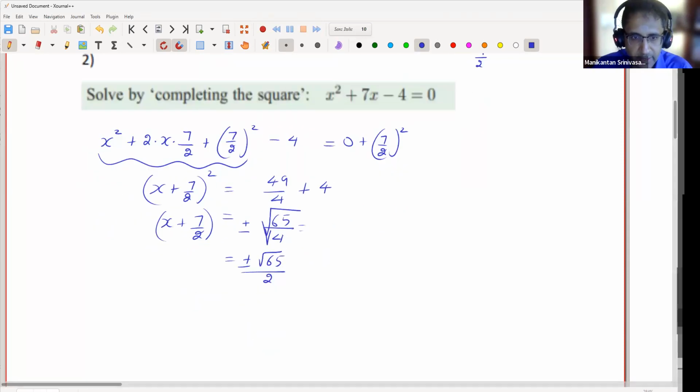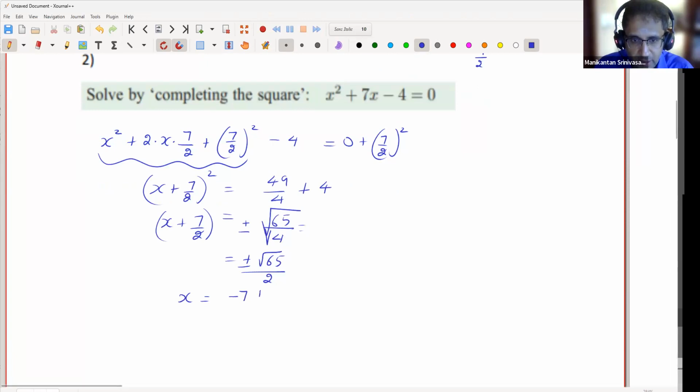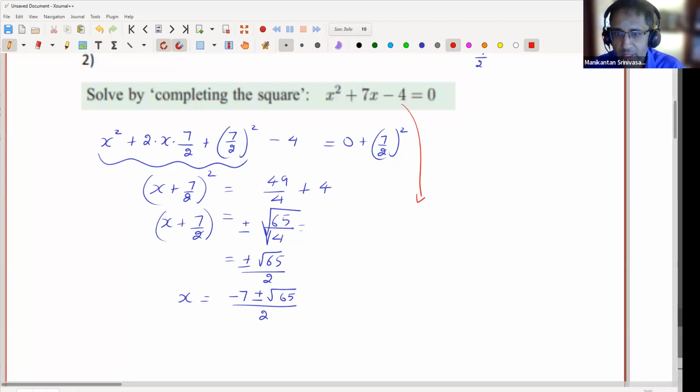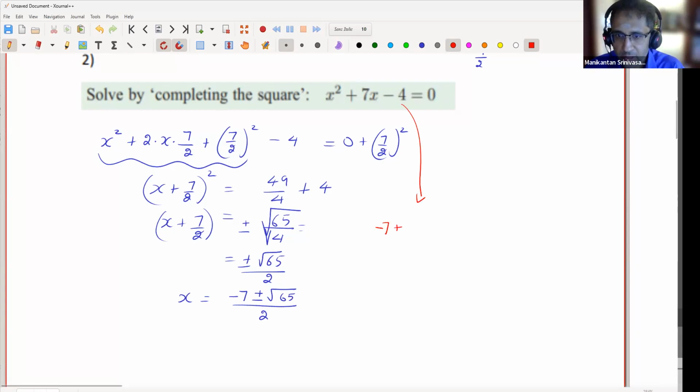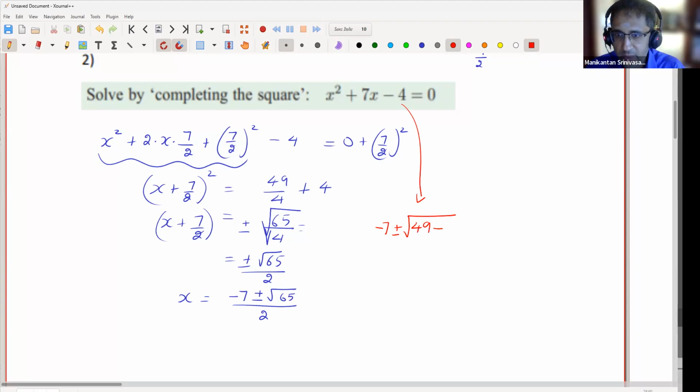And now I can take the 7 by 2 to the other side and just say minus 7 plus or minus root 65 by 2. Okay, which is what ideally we should get using the quadratic formula also. Let's verify. The quadratic formula would be minus b plus or minus root of b square, which is 49, minus 4ac will become minus of 4 into minus 4, which is plus 16, whole upon 2a.